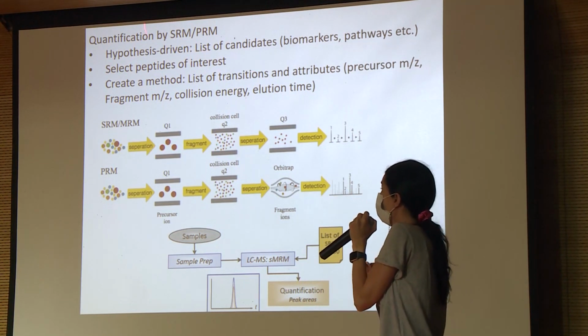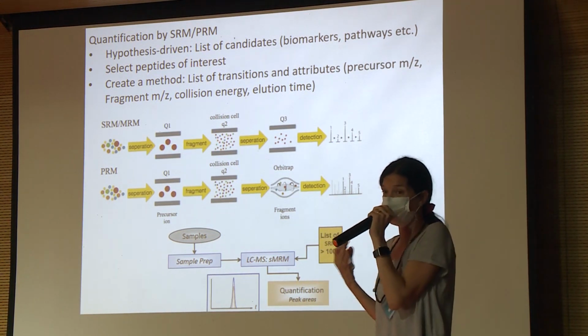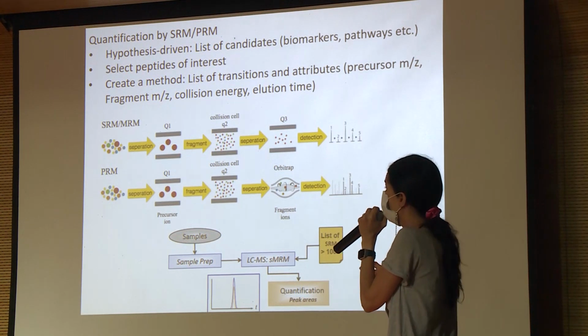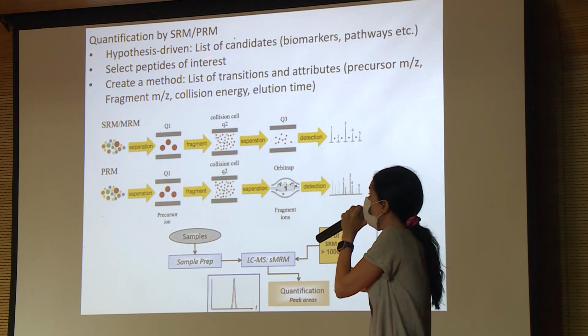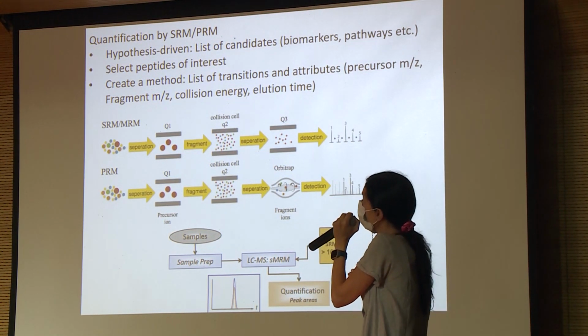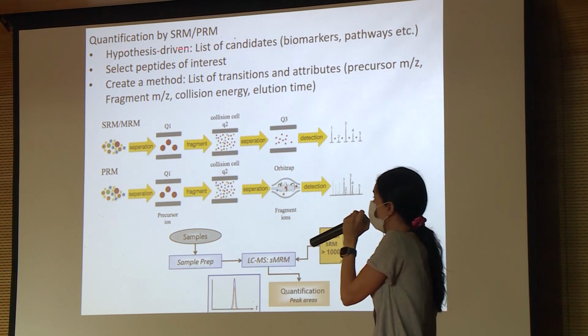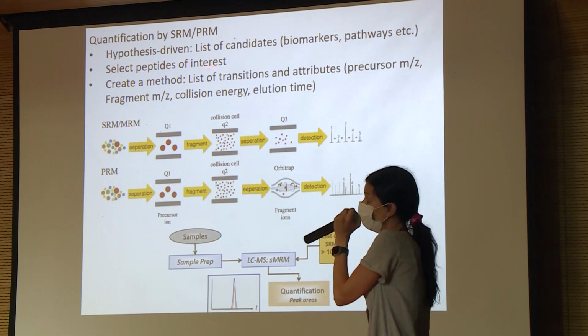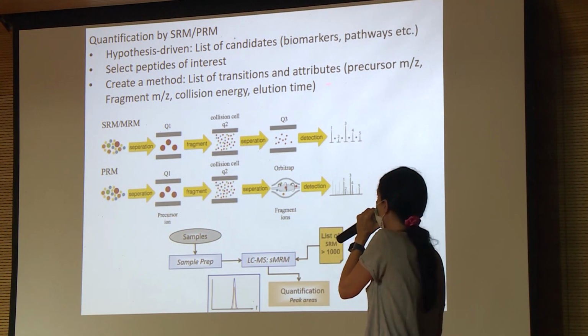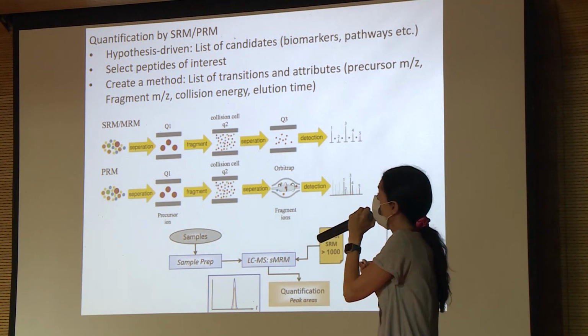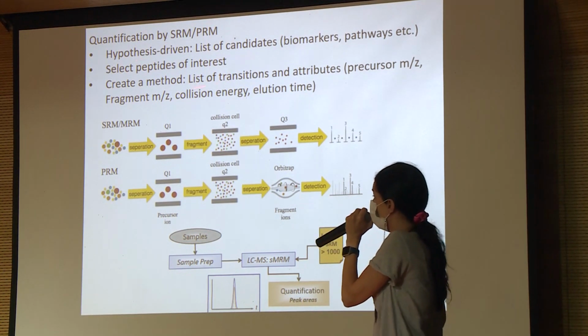Then other quantitation methods that are targeted quantitation methods, they are called single reaction monitoring or parallel reaction monitoring. As we said before, since they are targeted, they are hypothesis driven. We have a list of candidates that we're interested in. They can be biomarkers, pathways, whatever. We select the peptides of interest.